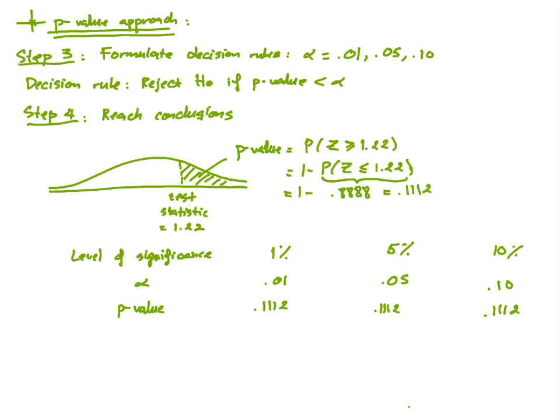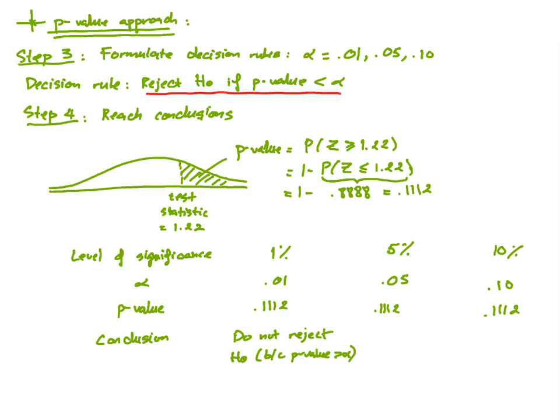Now, the decision rule is we reject the null if the p-value is less than alpha. At 1% level of significance, the p-value is 0.1112, which is greater than 0.01. So at 1%, we do not reject the null, because the p-value is greater than alpha.